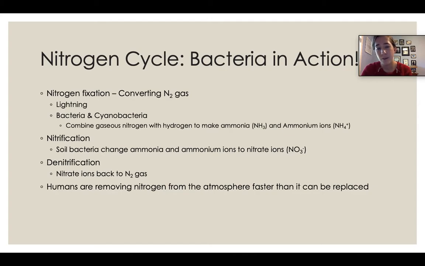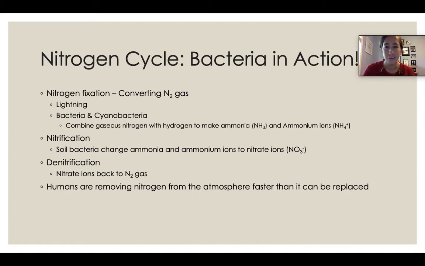Nitrification happens when that ammonia or ammonium is changed into nitrate ions. That's when it can start being used by our plants, by our producers. And then the opposite happens with denitrification, where those nitrate ions are converted to nitrous oxide and then eventually into that nitrogen gas. Human impacts, again, we have impacts on the nitrogen cycle.